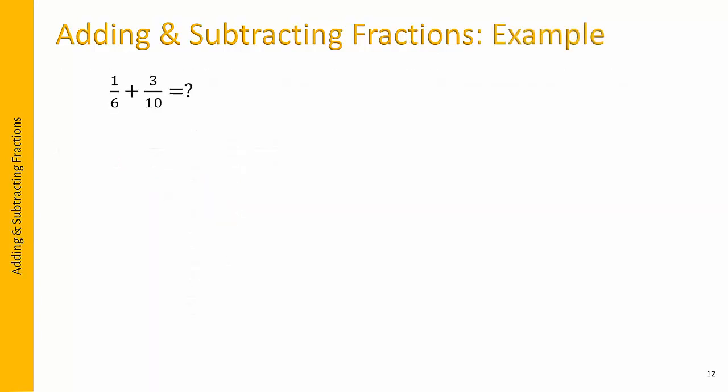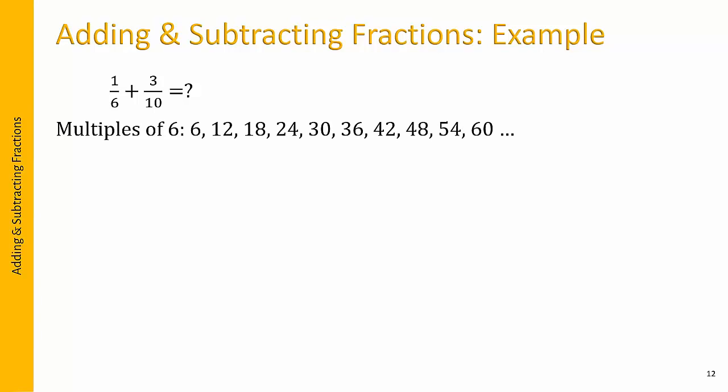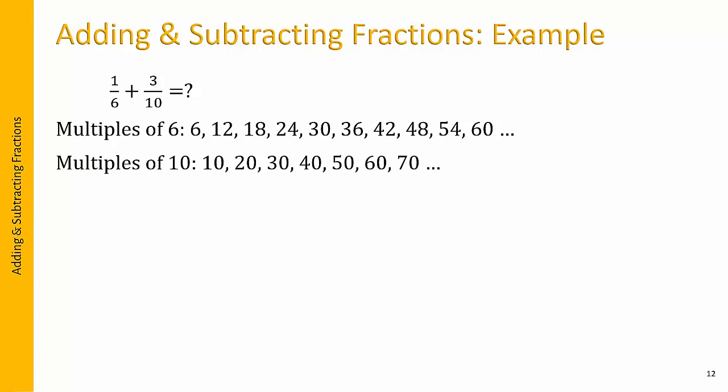Here we are adding sixths and tenths. We can find a common denominator between 6 and 10 by listing all the multiples of 6: 6, 12, 18, that's the 6 times tables, and the multiples of 10: 10, 20, 30, 40. And we are looking for the smallest common number there, and that will be 30.